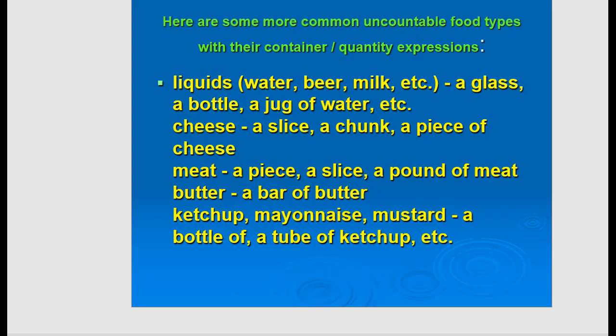To continue, we have some common uncountable liquids like water and milk. We can say a glass of water, a bottle of water, a jug of water. It depends. We can say a slice of cheese, a chunk of cheese, a piece of cheese. We can also say a pound of meat, a bar of butter, and a tube of ketchup. Sometimes you have to add a little ketchup or mayonnaise, so this is called a tube of ketchup.